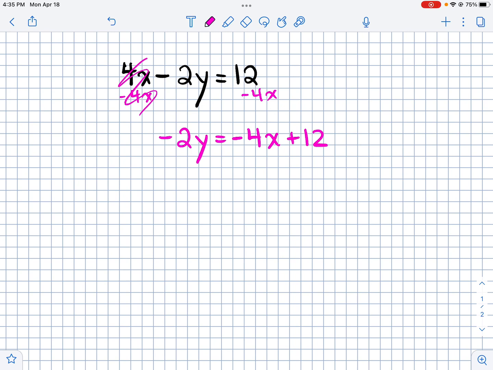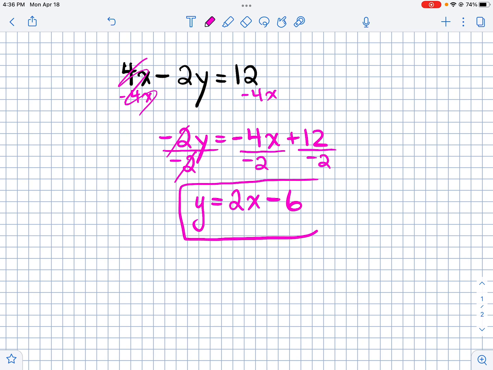Okay, the only thing in my way now is that negative 2. I just want the y to be alone. So now I've got to divide every term by negative 2. Negative 2 divided by negative 2 is just 1, leaving me with 1y. Then negative 4 divided by negative 2 is positive 2x. And positive 12 divided by negative 2 is negative 6.